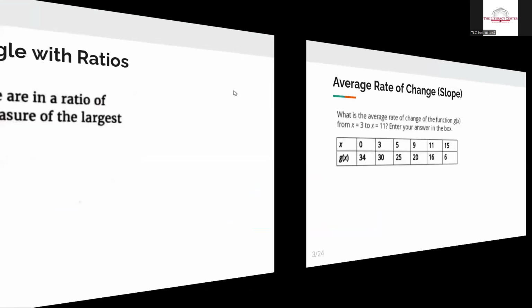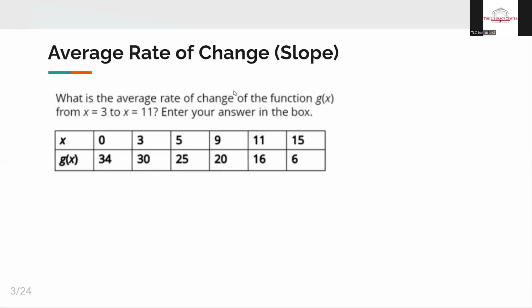Okay, next problem. What is the average rate of change of the function g of x from x equals 3 to x equals y? Now, I want you to remember that in function notation, it might be easier to think of g of x as simply y.